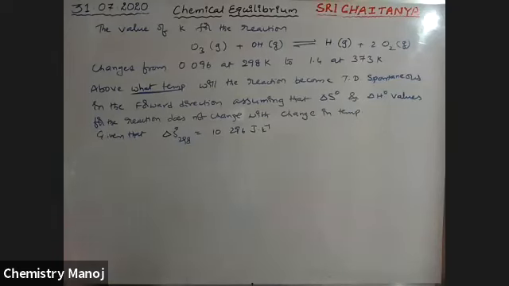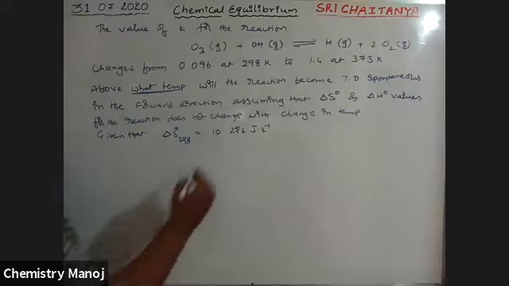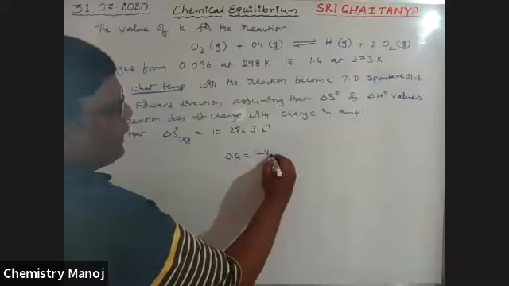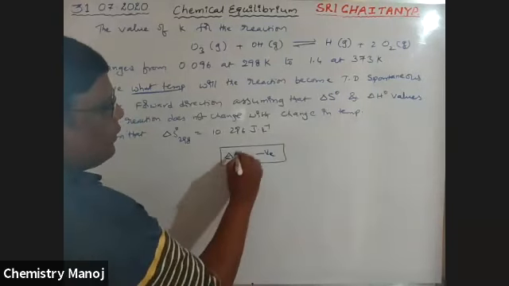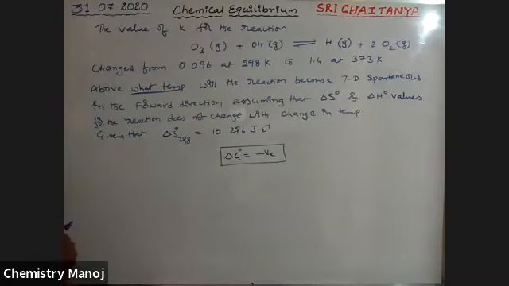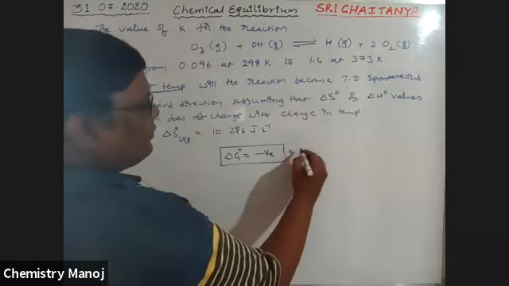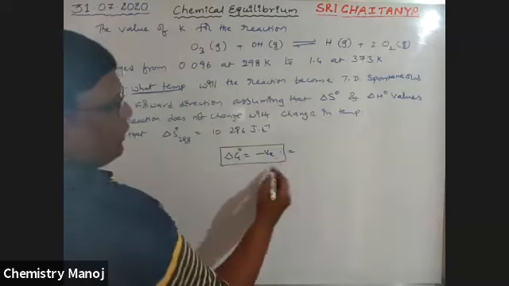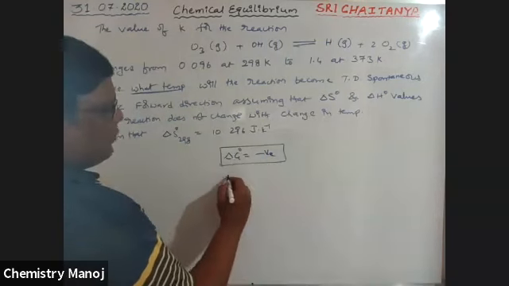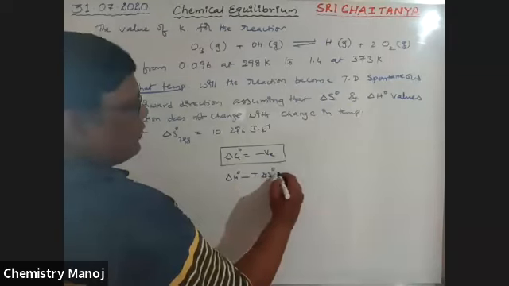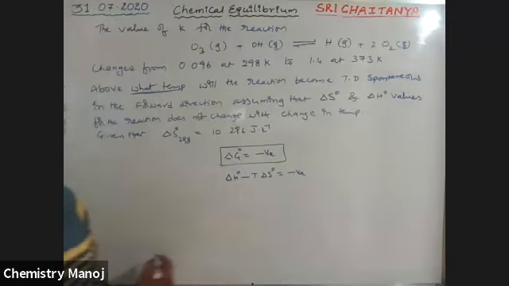Thermodynamically spontaneous and above what temperature? See, boys, thermodynamically spontaneous means delta G naught should be negative. So in the spontaneous case, delta G naught negative means delta G naught, which is nothing but delta H naught minus T delta S naught, should be negative.